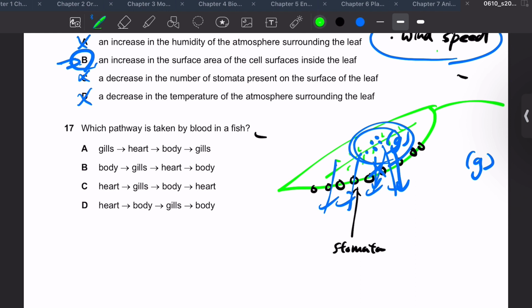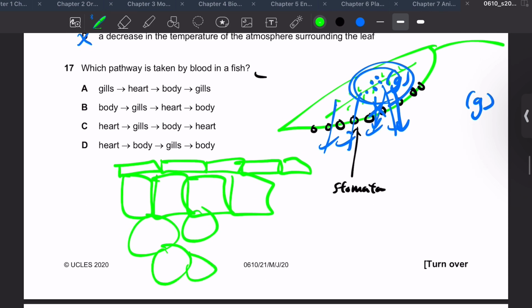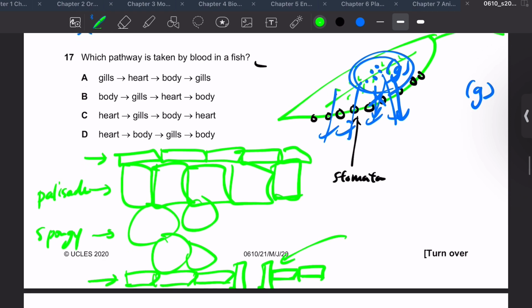So if you look at the structure of the leaf, there are palisade cells, there are spongy cells, and there's lower epidermis and stomata, created by guard cells. So these are palisade cells, these are spongy cells, lower epidermis, upper epidermis, and these are guard cells, and this hole is called stomata.